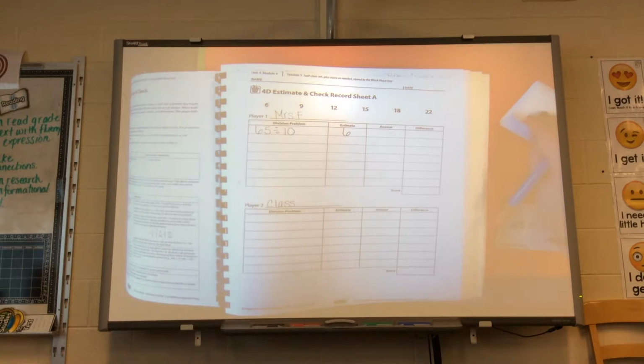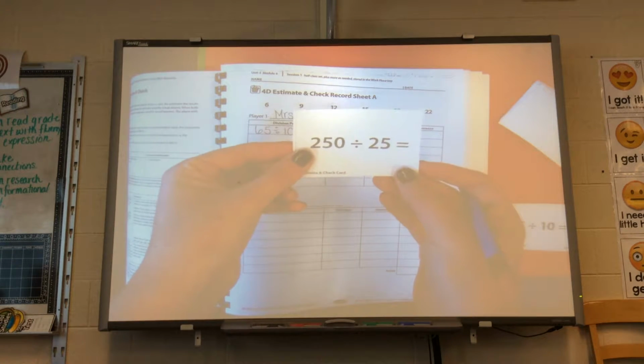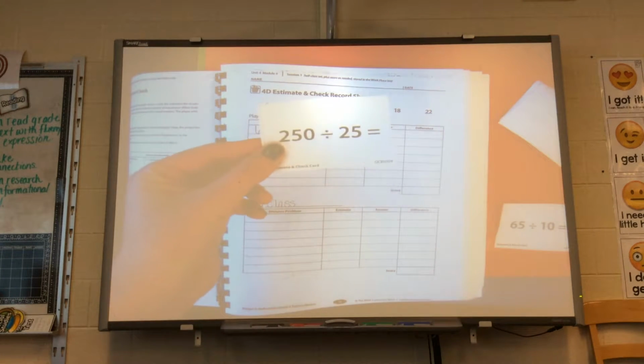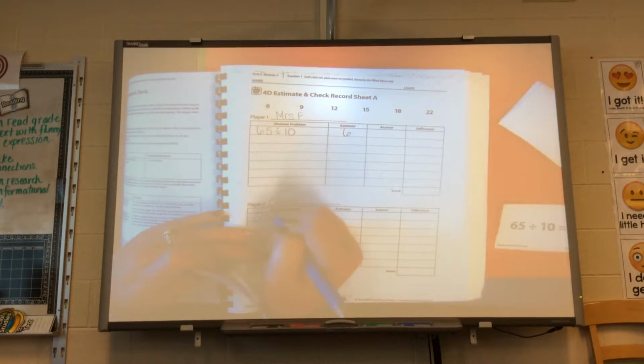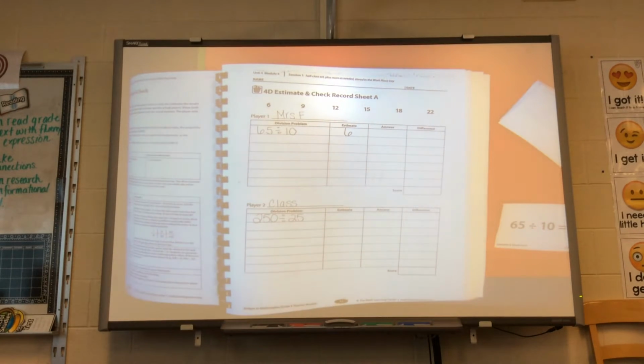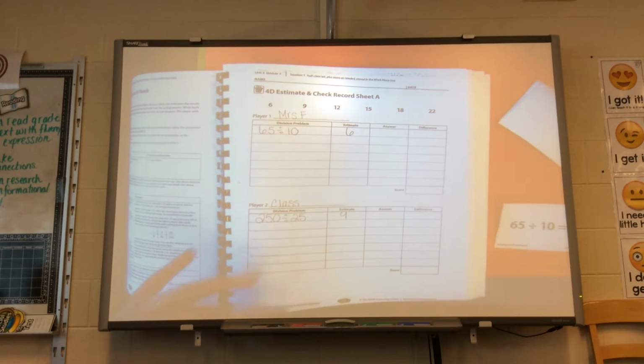you are going to take the next card. You have 250 divided by 25. Which number would you like to choose as your estimate? Raise your hand, please. Sophia? 9, because 250 divided by 25 is 10, so 9 is the closest.